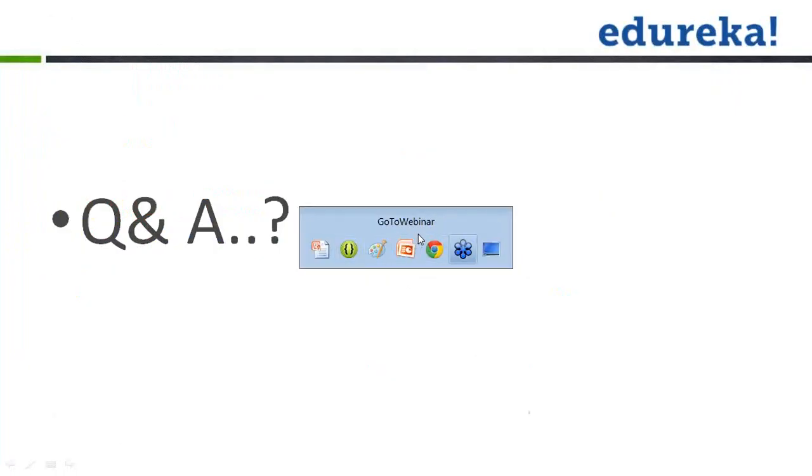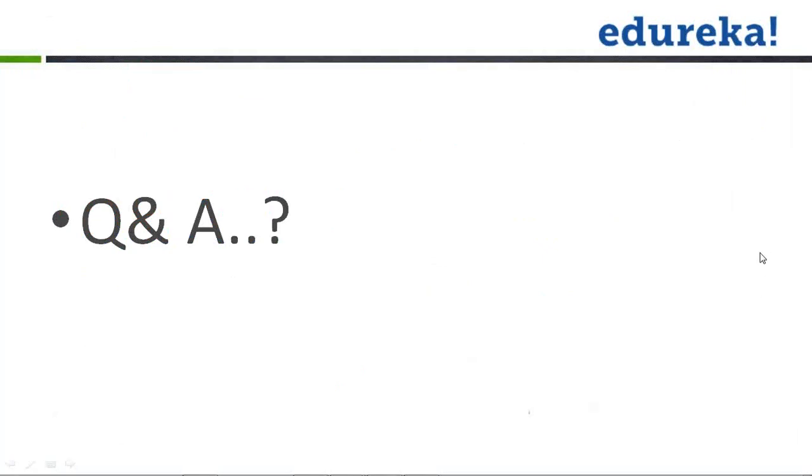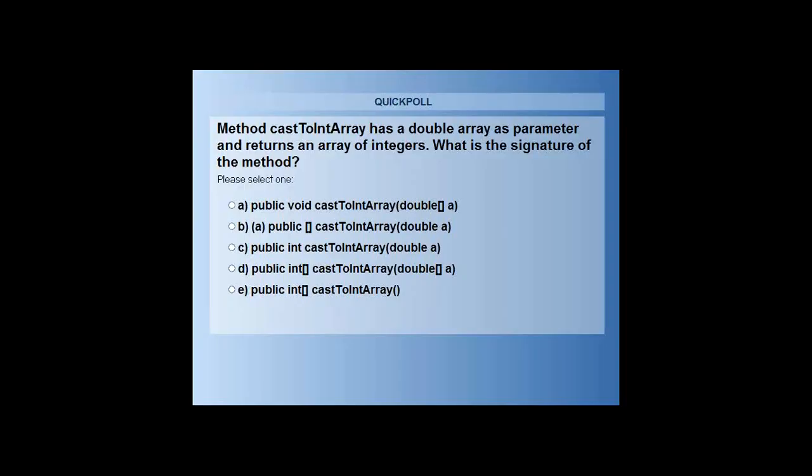I guess I have a few questions for you. One question for you, I guess. The question is right in front of you. There is a method castToIntArray, which has a double array as parameter and returns an array of integers. What is the signature of the method? Now give me the answer. Let's see how much you have understood the topic method.